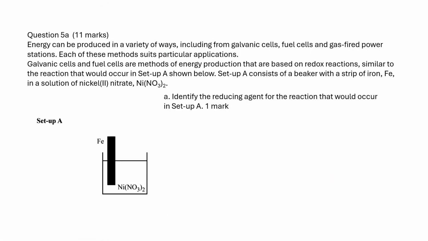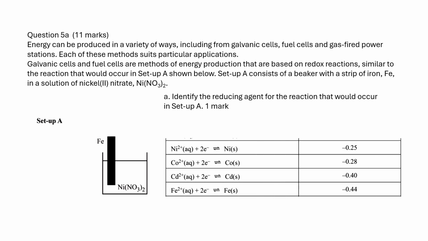A strip of iron is inserted into the solution of Ni ions. Referring to the standard electrode potential, we find that Ni ions are higher than Fe ions. So, Fe metal will lose electrons to Ni ions as a reducing agent.